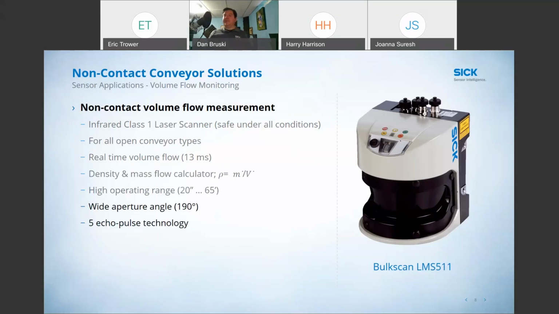The device is universally usable since it can be mounted only 20 inches from the conveyor, so it can be really close, or up to 65 feet above the conveyor belt without any physical contact with the material or the conveyor. It has a scanning angle of over 190 degrees, and it uses 5-echo technology, which I'll talk about more later, and that helps to have a highly flexible and robust device, which can be installed on pretty much every open conveyor.